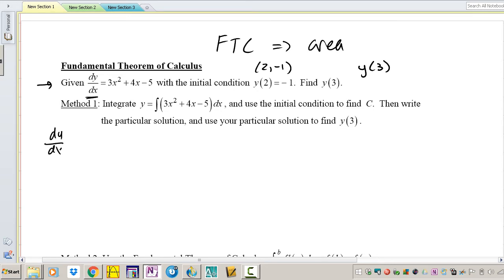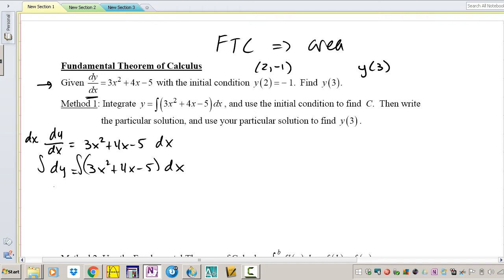dy over dx is equal to 3x squared plus 4x minus 5. And I taught you guys to move dx over from dy, so that you get dy is equal to 3x squared plus 4x minus 5 dx. And if you want a y from a dy, you have to integrate. So this becomes y is equal to x cubed plus 2x squared minus 5x plus c, since we're integrating indefinitely.